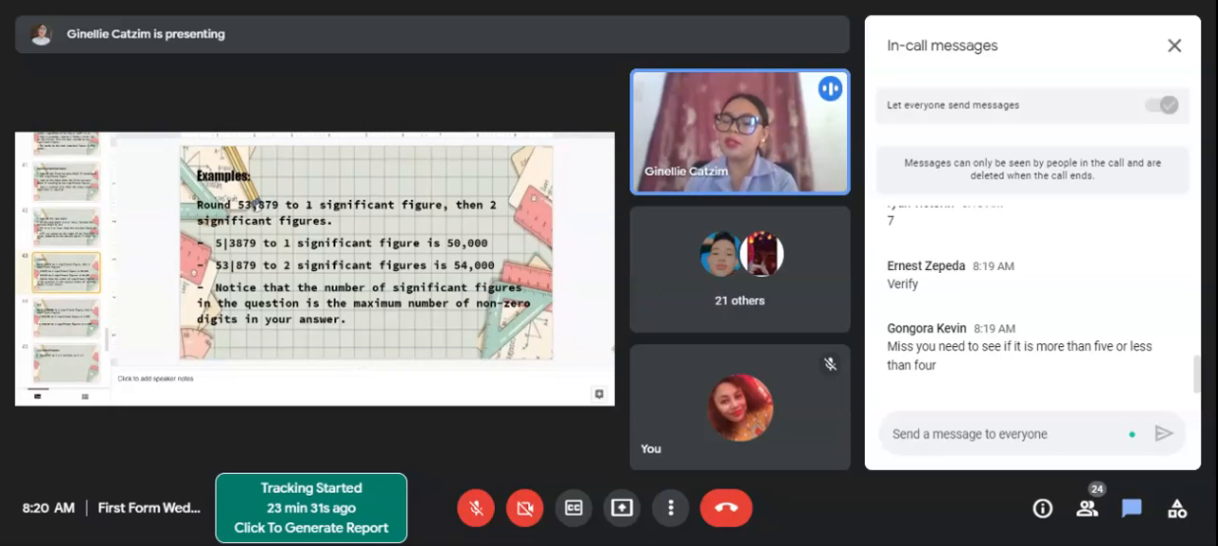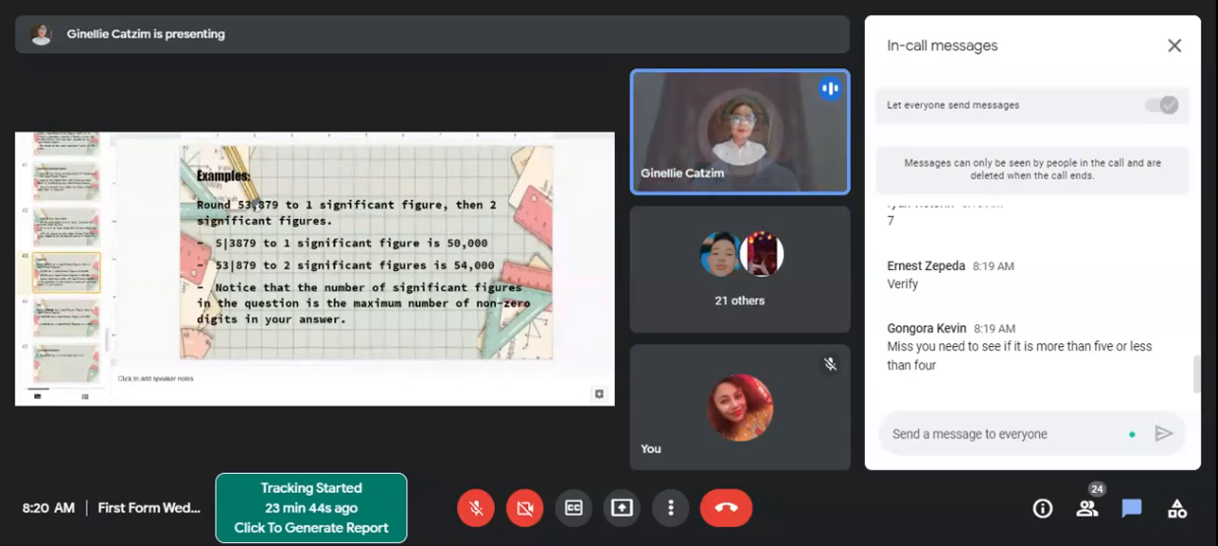So examples: round 53,879 to one significant figure, then two significant figures. So what number here is our first significant figure? 5, right? Very good. It's 5. So what number will we look at? Where will we put our vertical bar? Between the 5 and 3. Very good. Our vertical bar goes between the 5 and the 3. So we are now taking a look at the 3.